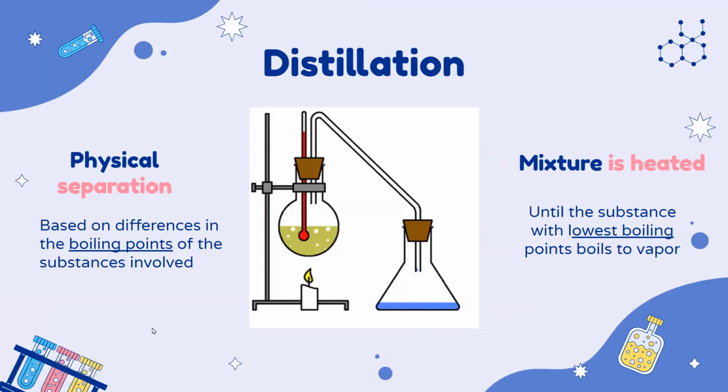Now we have distillation. Distillation is basically a physical separation based on the differences in boiling points of the substances dissolved. This is a GIF of the process of how heat is added. The mixture is heated until the substance with the lowest boiling point boils to vapor.